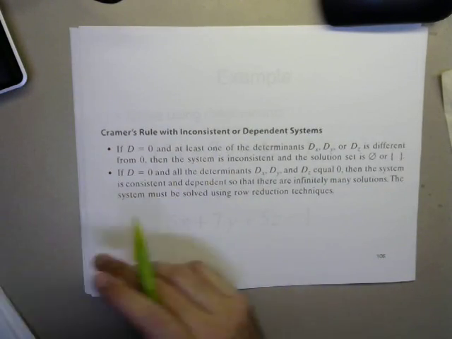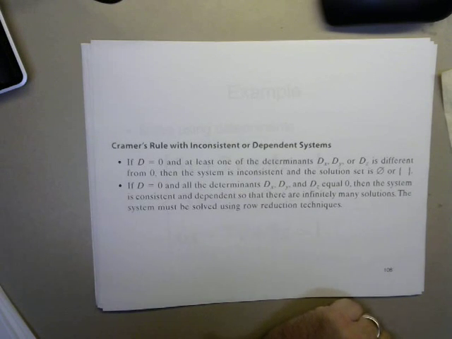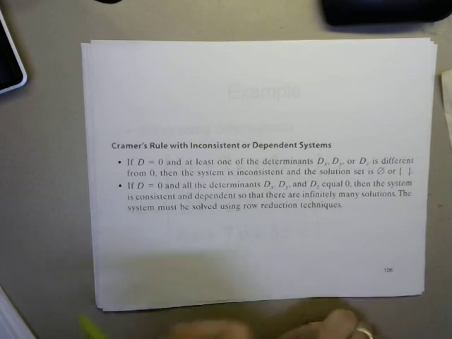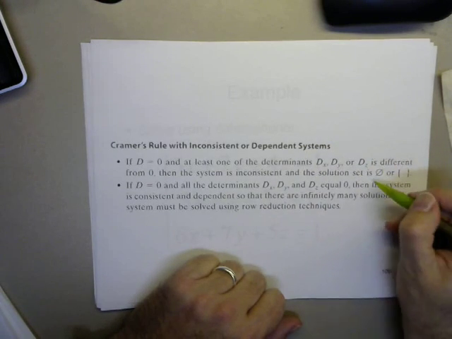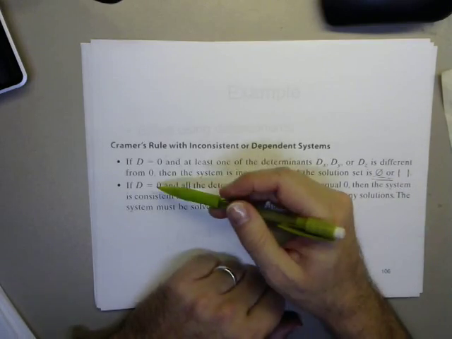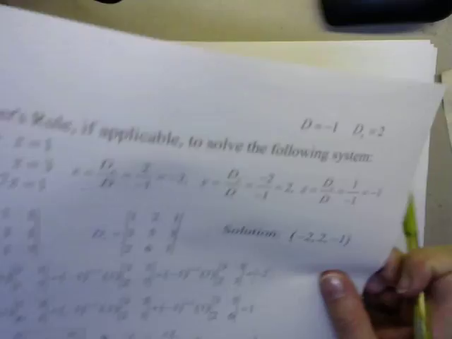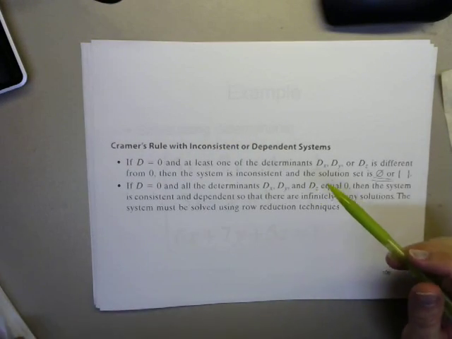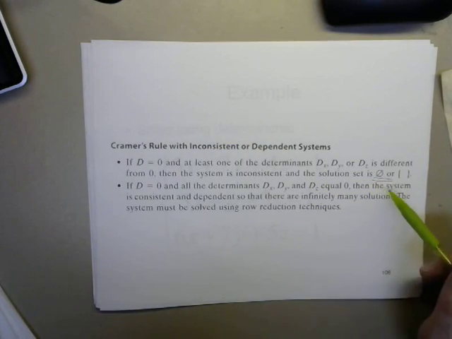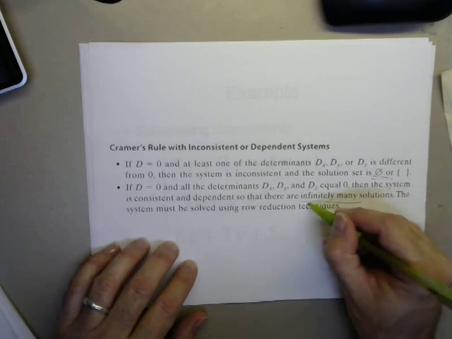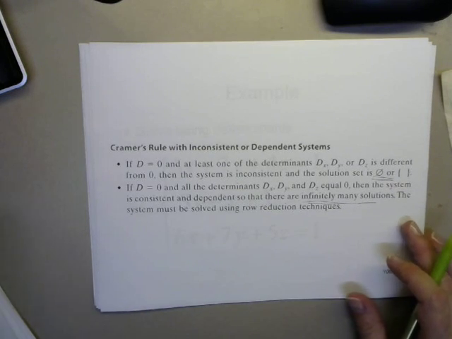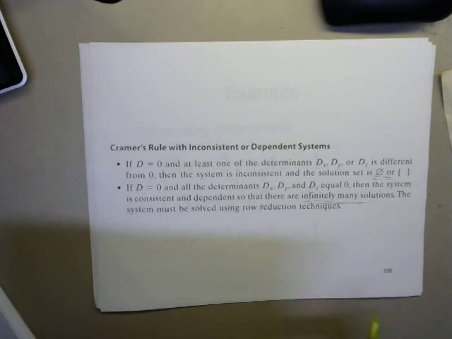So one thing I wanted to look at here is using Cramer's rule with inconsistent and dependent systems. Like I said before, if the determinant is 0 and at least one of the other determinants is different from 0, then the system is inconsistent, meaning there's no solution. If the bottom determinant is equal to 0, and all the determinants are equal to 0, then the system is inconsistent and dependent, so there are infinitely many solutions. Just something to be aware of. I don't think you'll really see anything like that on the exam.